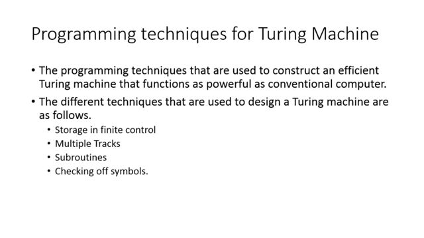So we are going to use different techniques that are used to design a Turing machine. So there are storage in a finite control, multiple tracks. We'll be using subroutines and we will be using checking symbols. So here we'll be using a Turing machine with a single tape or multiple tapes or with multiple heads. So let us first see the storage in finite control.